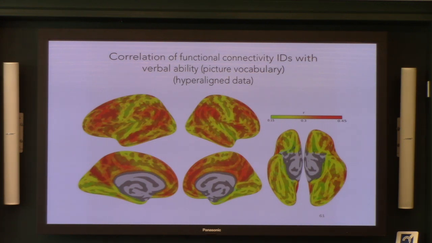So what that suggests is that the individual differences in cognitive ability that are reflected in psychometric tests like picture vocabulary are based on individual differences in how information is encoded in fine-scale topographies, much more so than in coarse-scale topographies.